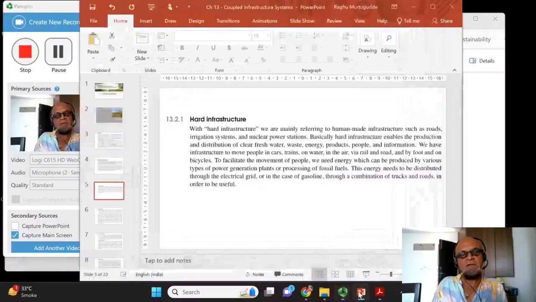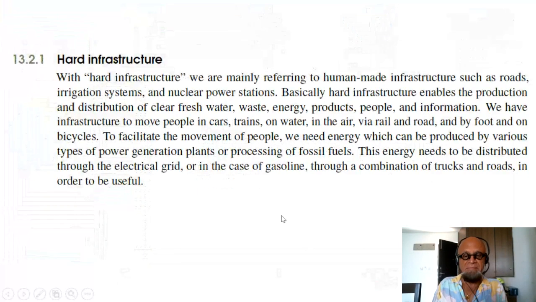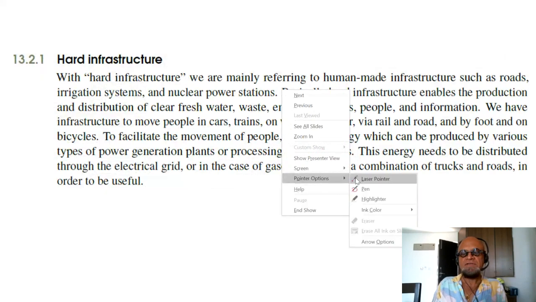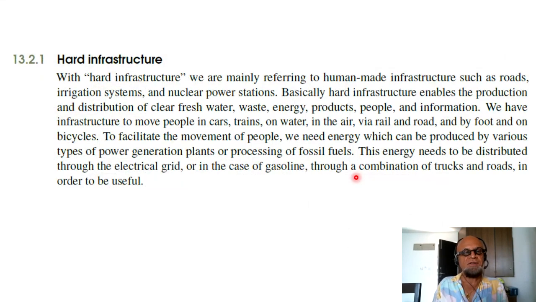Okay, so let's look at different types of infrastructures that we already mentioned. Of course, the first one is hard infrastructure, which is what always comes to mind. With hard infrastructure, we are mainly referring to human-made infrastructure such as roads, irrigation systems, and nuclear power stations. Of course, you can add many more things.